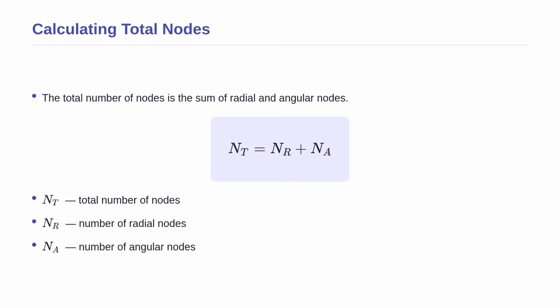Now that we have formulas for both types of nodes, we can easily find the total number of dead zones in any orbital. The total number of nodes, which we call n sub t, is found by simply adding the radial nodes and the angular nodes together. So n sub t equals n sub r plus n sub a. This equation represents the complete set of regions where an electron cannot exist for a given energy state. If either the principal quantum number or the azimuthal quantum number changes, the balance between radial and angular nodes might shift. But this simple addition will always give you the total count of 0 probability regions in that specific atomic orbital.